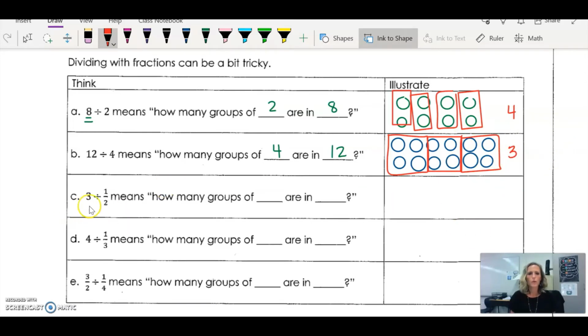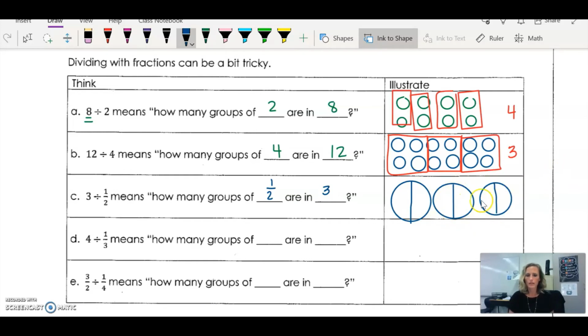Now let's talk about what this means with fractions. So 3 divided by 1/2 means the same thing as it did up here. How many groups of 1/2 are in 3? So I'm going to make 3 circles here. I'm going to make them a little bigger because I've got to divide them in half. Let's pretend that I can draw the circles all the same size. We're dividing them into groups of 1/2, so I need these circles to have halves.